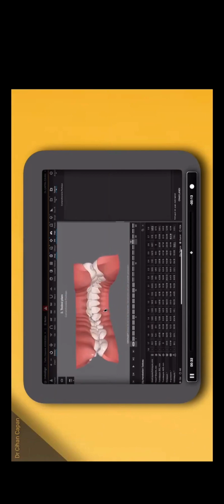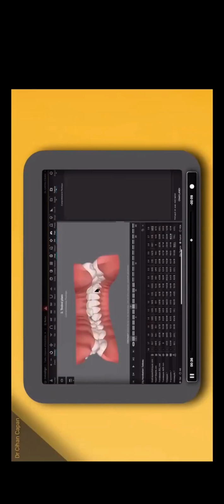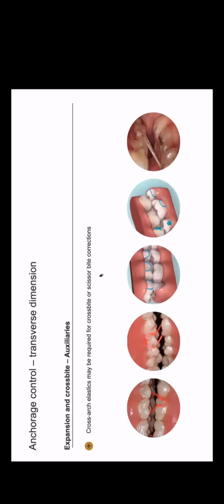So in aligner therapy, because the aligners cover all the surfaces of the molars, we have better vertical control, and we don't have many side effects like anterior open bites. So in Mr. F, as you see, we don't have any crossbites on the 7s. That's a good thing for us. For auxiliaries, we can use the cross elastics.